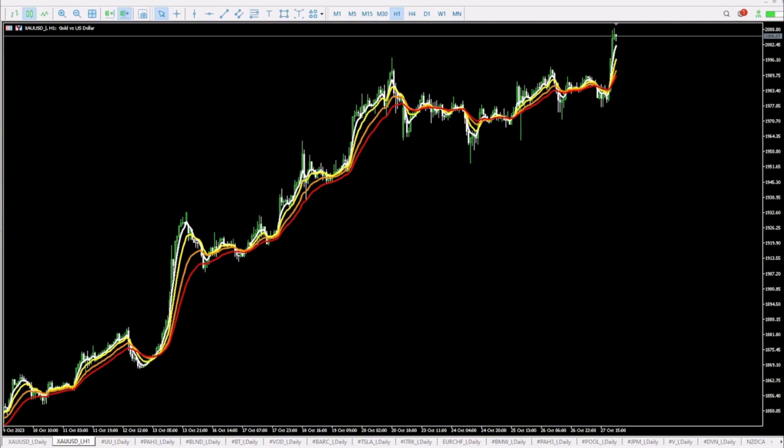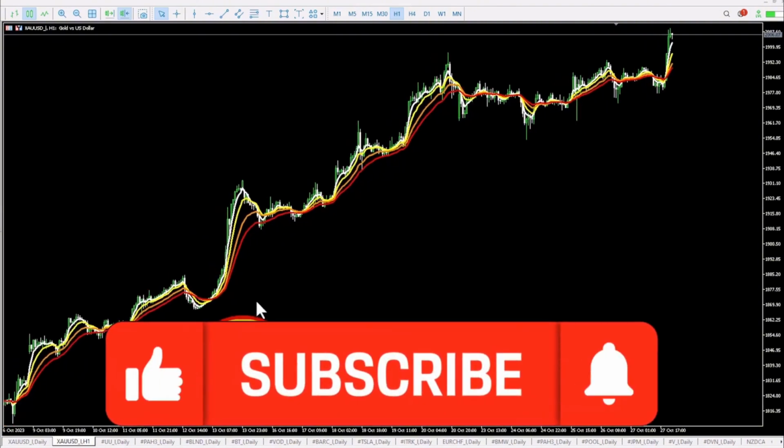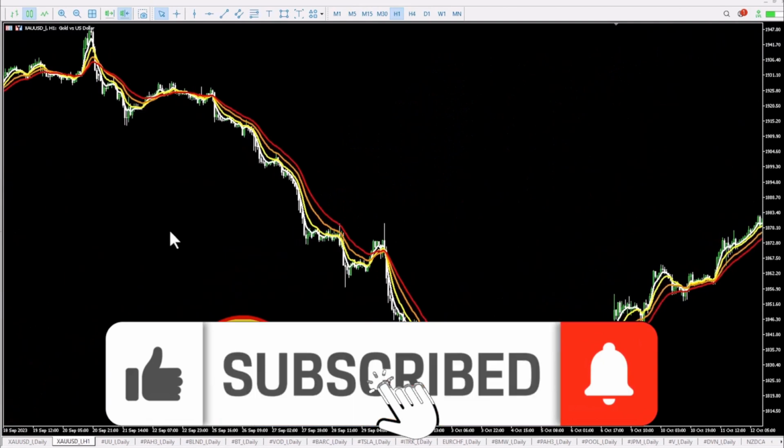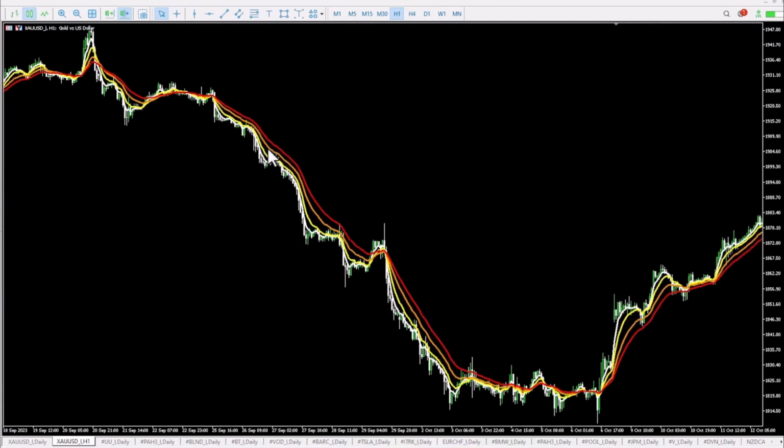Well, the point is that when the white is clearly above the yellow, orange, and red in this order, it definitely signals to us that our trend is bullish, and we have an upward trend on the chart. When the chart is like this, meaning our chart has white below everything, and then yellow, followed by orange and red, it indicates that our chart is bearish or downward.